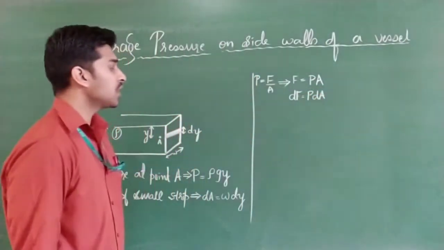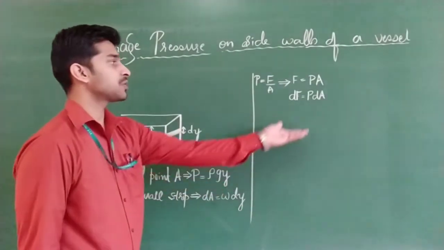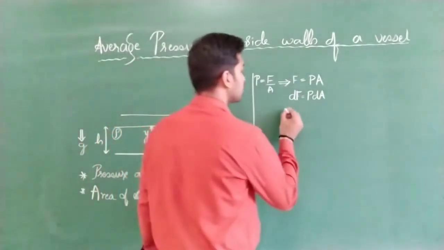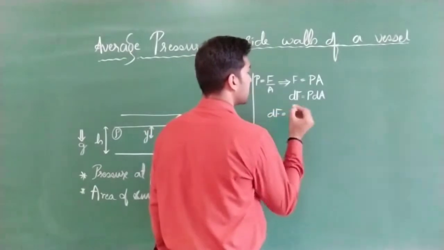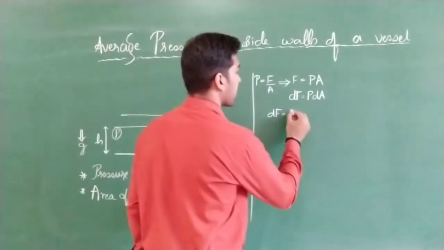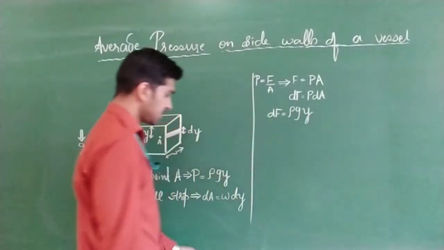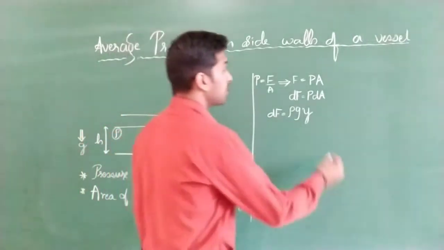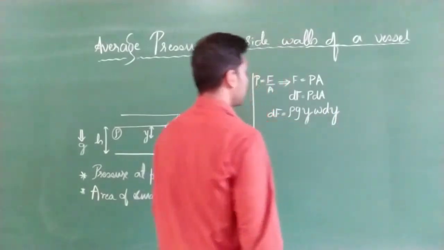Clear? So now from these two equations, I will substitute P and dA here. So what will I get? dF is equal to, by substituting the P value, P is nothing but rho g y. Next, the dA value, W into dy. Correct? W into dy.